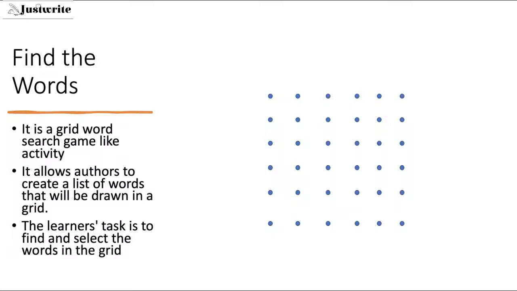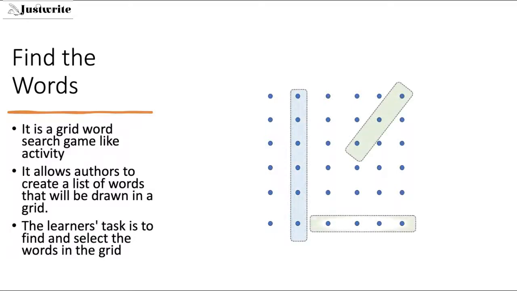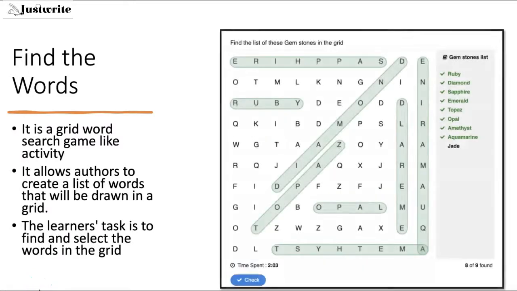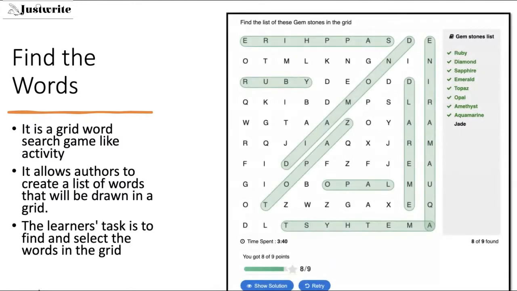A grid is presented with a list of words. The task for the users is to find and select these words in the grid. Time spent to find the words and the number of words to find is presented to the user. Optionally, a retry option or show solution option can also be provided. This can be configured while creating this activity.